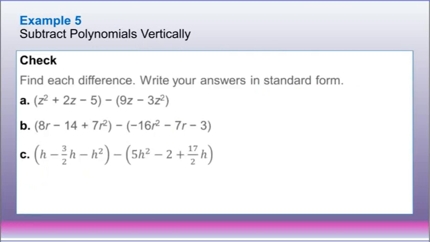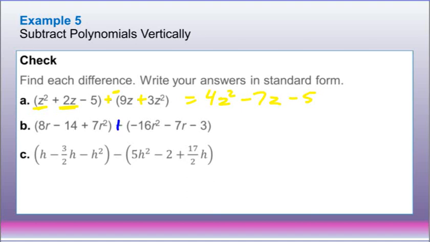Example 5. Find each difference and write your answer in standard form. So here I have 1z squared minus a negative 3z squared. So I'm going to do plus a positive 3. So 1z squared plus 3z squared equals 4z squared. 2z plus a negative 9z is a minus 7z. And then I have a minus 5. And that's already in standard form.